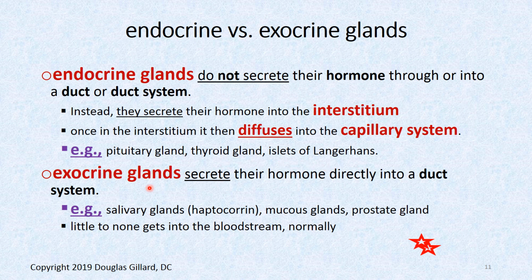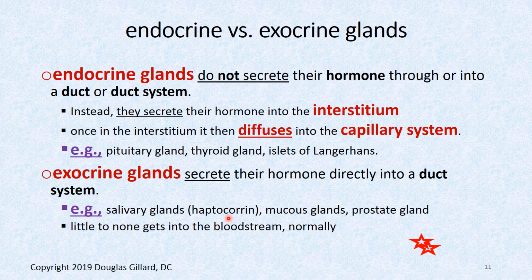Exocrine glands, on the other hand, secrete right into a duct system. They don't secrete into an interstitium. Salivary glands are a perfect example. I'm sure you remember what haptocorrin is. If not, we're going to talk about that, because if you have a mutation in the gene that makes haptocorrin, you get pernicious anemia. You can't absorb vitamin B12 in the distal ileum. So we'll look at that system. But that's an example. Haptocorrin is secreted right into a ductal system.